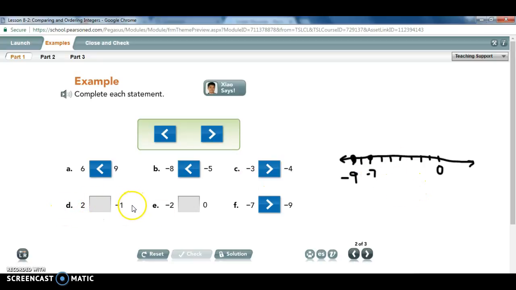2 and -1. We know that whole numbers are always going to be greater than my negative numbers. And -2 and 0, I would rather owe someone $0 than owe them $2. So 0 is greater than -2.